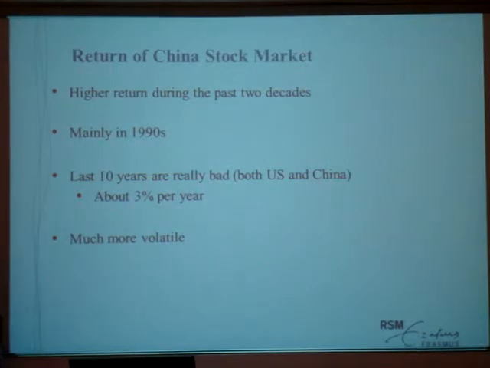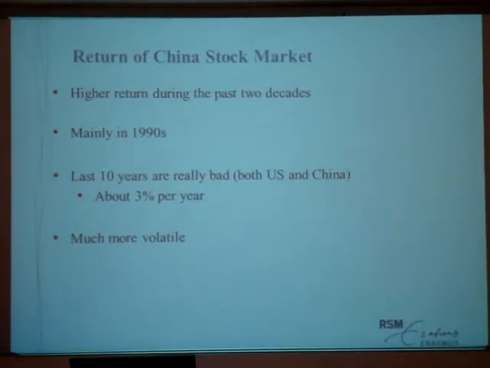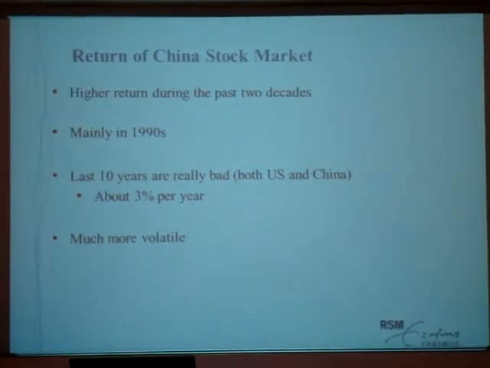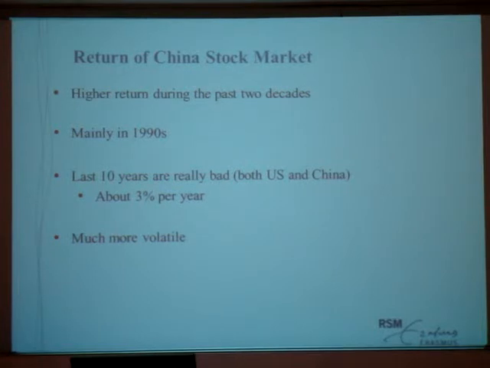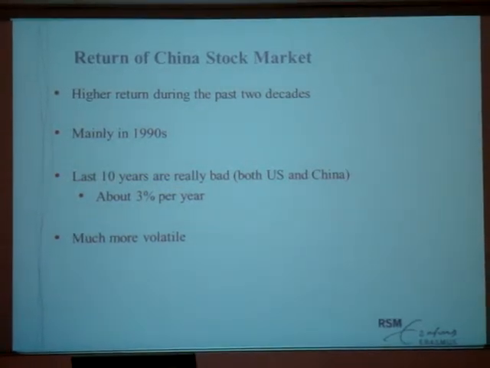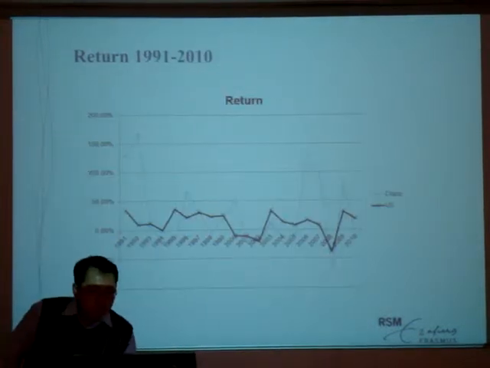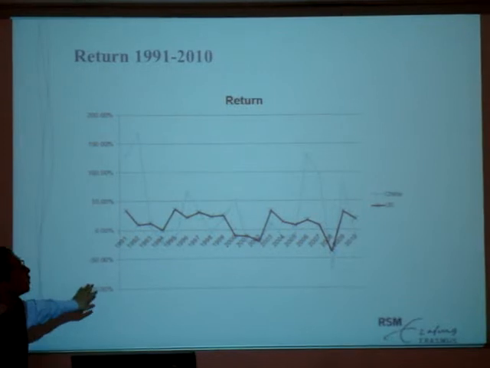So the good years for both markets are in the 1990s, but especially for China. The last 10 years are really, really bad, about 3% per year for both markets. The China market is much more volatile. So you can also see something here.